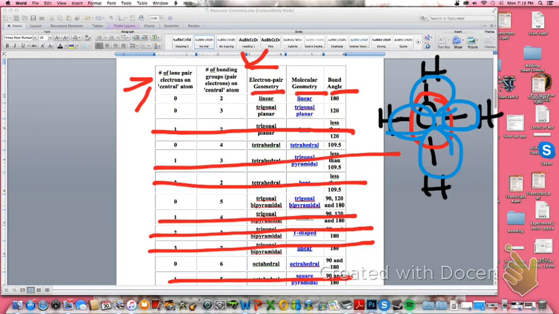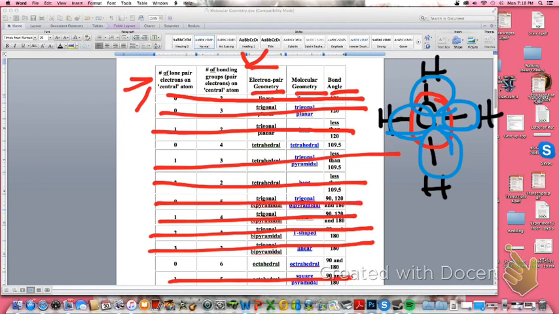Here we only have 2 bonding groups, so we can delete that. 3 bonding groups, so we can delete that. 5 bonding groups, I can delete that. And 0 bonding, so I can delete that. This leaves us with only 1 possible option. Now we're going to have to do this process of elimination for these molecules a couple of times. This gives us this shape.